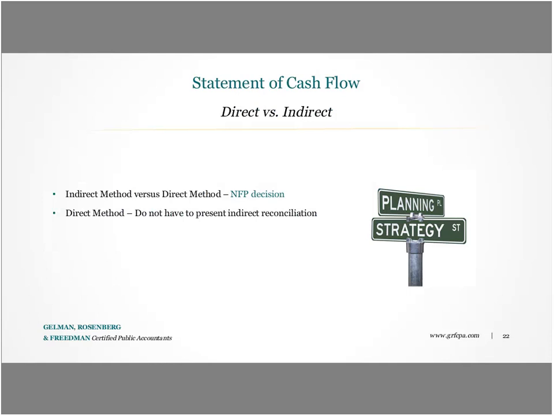The next key area is the statement of cash flow. In the original exposure draft, they were requiring all not-for-profits to use the direct method of cash flows, and this was very controversial. But in the end, the FASB changed their position and allowed the not-for-profit to make the choice if they wanted to use either the direct or indirect method. However, if you choose the direct method, then you do not have to present the indirect reconciliation that normally is shown on the bottom of the statement of cash flow.